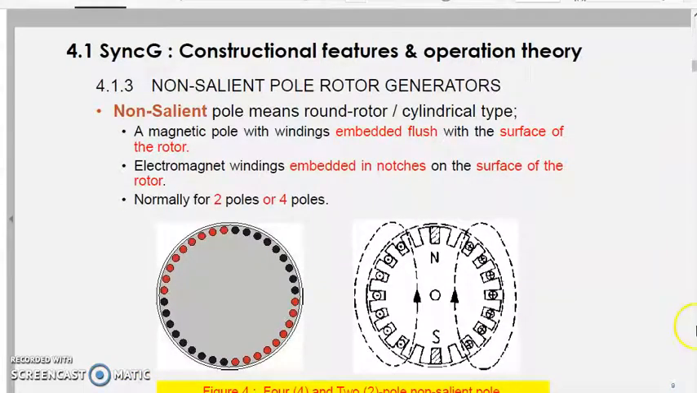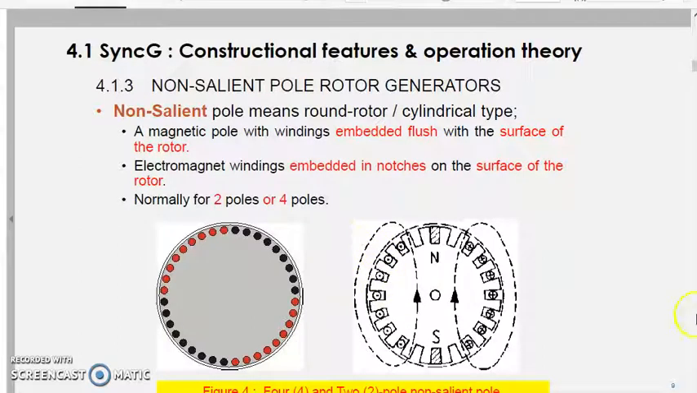Okay, meanwhile the non-salient pole rotor generator means that the rotor is a cylindrical type of construction. So the magnetic poles with windings will be embedded in the surface of the rotor. The electromagnetic windings are embedded in the notches of the surface of the rotor, normally in a 2 or 4 pole construction. Most of it will be on the surface.